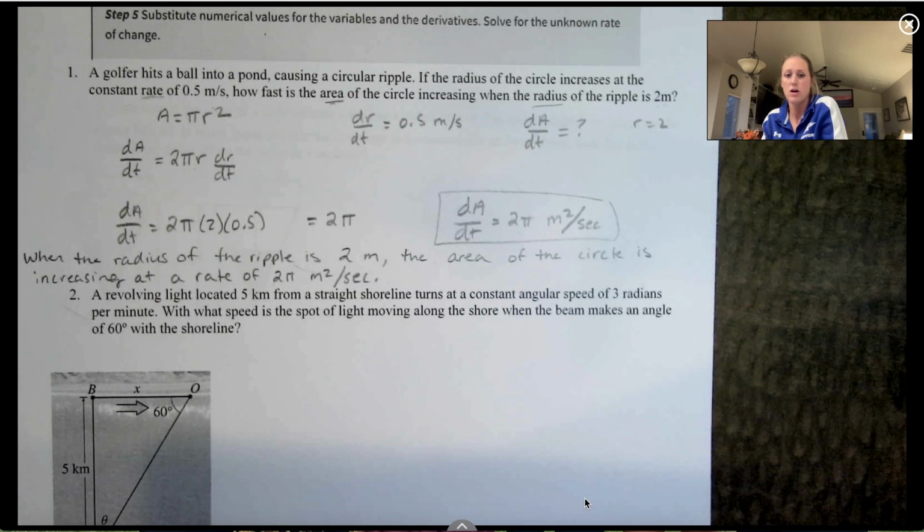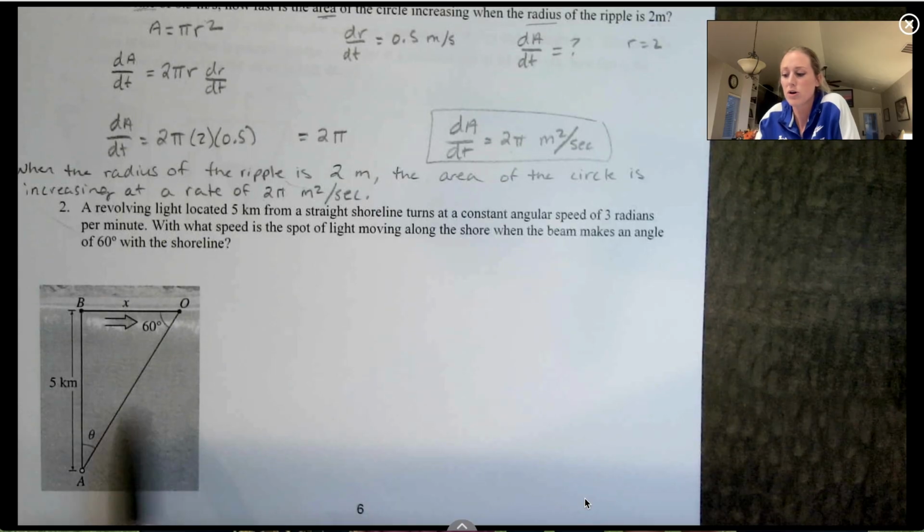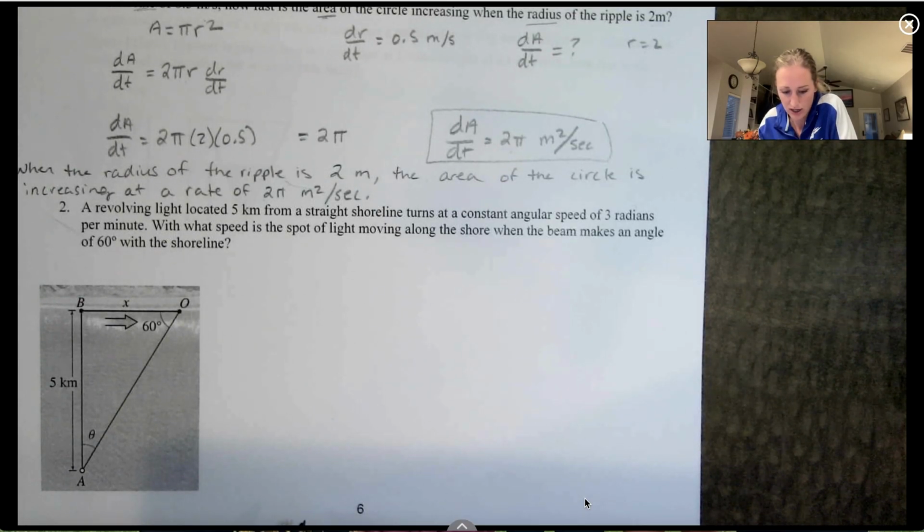Okay, this guy. We have a revolving light located 5 kilometers from a straight shoreline that turns at a constant angular speed of 3 radians per minute. With what speed is the spot of light moving along the shore when the beam makes an angle of 60 degrees with the shoreline? So we already kind of have a picture here, you guys, to help us out.